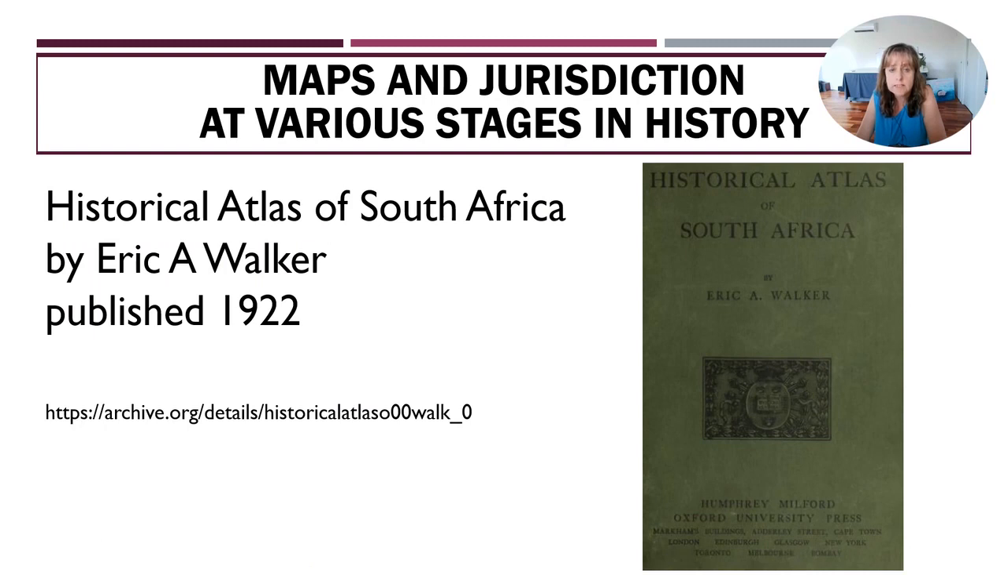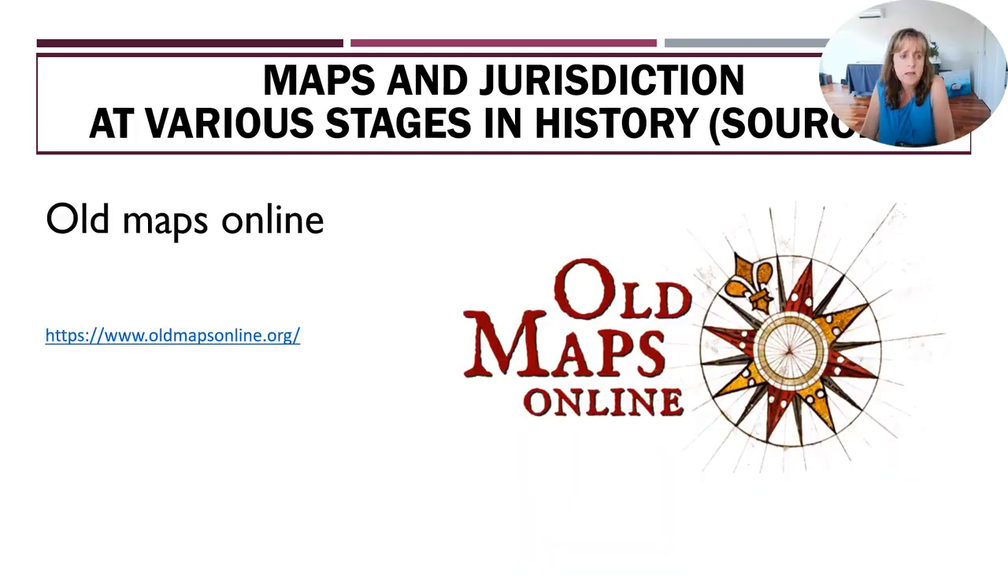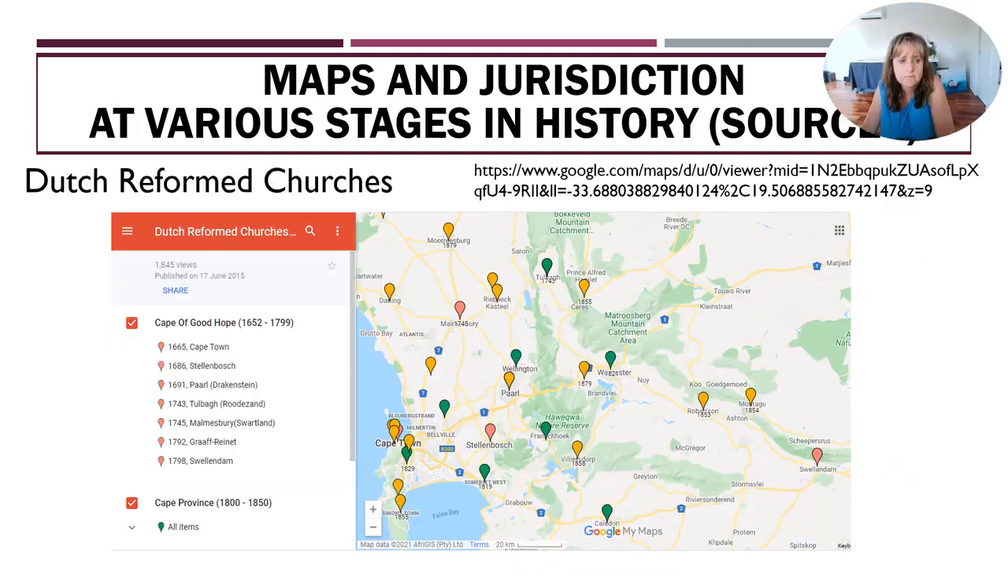A free downloadable atlas published in 1922 is available from archive.org. It was published by Aaron A. Walker. The next couple of slides list map resources to investigate in your own time. These are the University of Texas library maps and Old Maps Online.